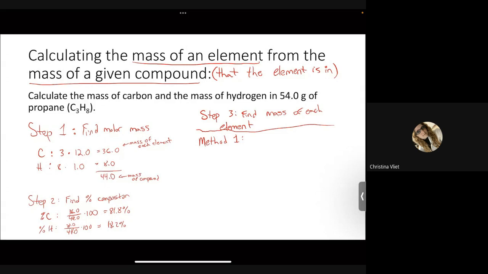I have 54 grams of this compound. So if you think about it, 54 is my total. That equates to 100%. 100% of my compound, my sample that I have in front of me, is 54 grams. I know that 81.8% of the mass is carbon. What would you suggest for a method 1? How could I figure out the specific amount of grams of carbon in 54 grams of propane? Anybody got an idea?